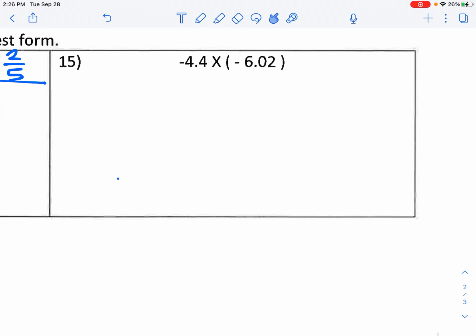Number 15, multiplying decimals. So notice here we've got a negative times a negative, and we know negative times negative is positive. So I'm going to write myself a little reminder in my answer box. That's going to be a positive answer. All right, so remember, I've suggested put the number with more digits on the top of your multiplication problem and put the number with less digits on the bottom.